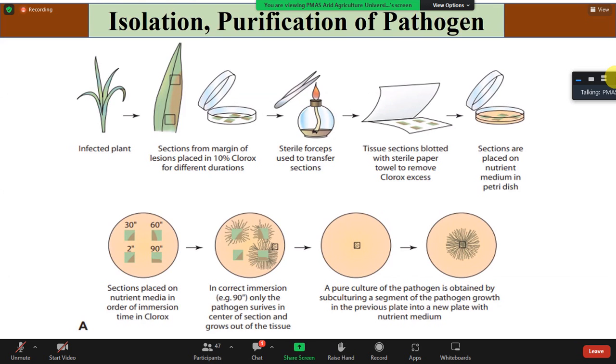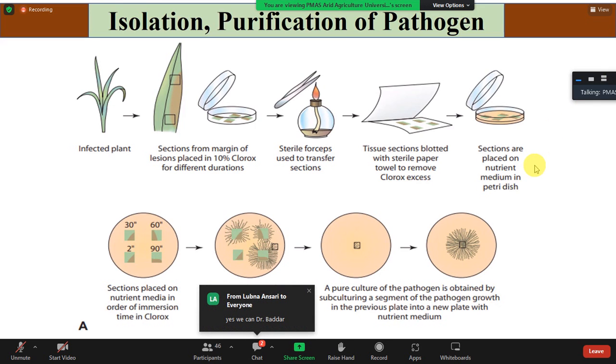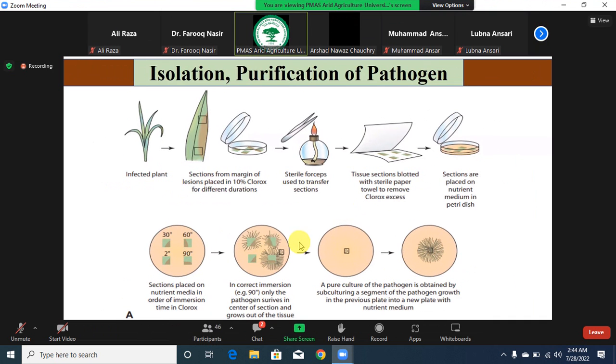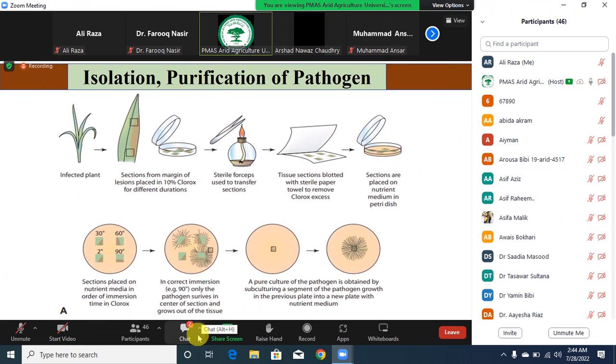In our laminar flow, you wipe everything and clean it with spirit, and turn on the UV light and the light, and then you move away from it. Then you take pieces of the section from the margin of a lesion and place them in 10% Clorox for different durations. It is a simple protocol for plant pathology. Sterile forceps are used to transfer the sections, which are blotted with a sterile paper towel to remove excess Clorox, and the sections are placed on nutrient media in a petri plate.